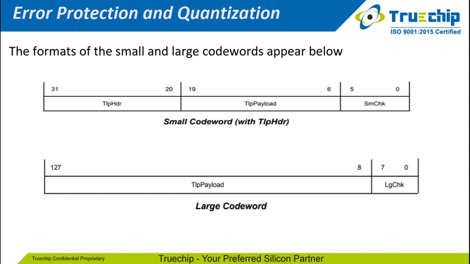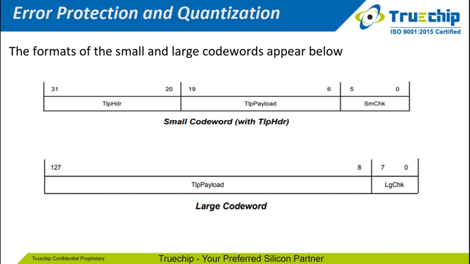First one is for small code word, where we also have a TLP header, and the second format is large code word. The first format, small code word, is a 32-bit packet where the first 6 bits are small check. After that, bits 6 to 19 are TLP payload, and the rest, bits 20 to 31, are TLP header. We have also seen before that the TLP header has a 5-bit aux field.